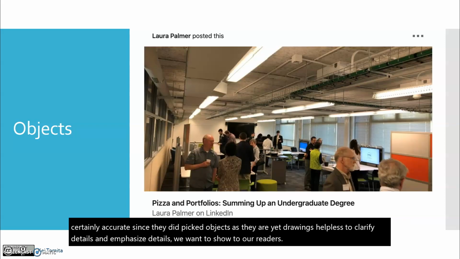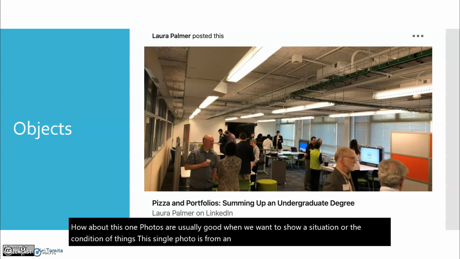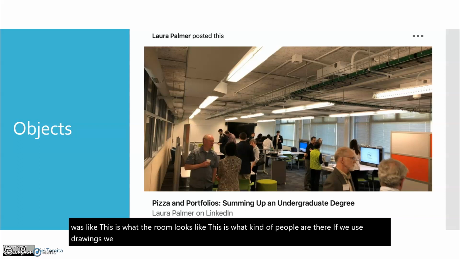How about this one? Photos are usually good when we want to show a situation or the condition of things. This single photo is from an event, and it shows a lot about what the event was like. This is what the room looked like. This is what kind of people were there. If we use drawings, we cannot show this real feel of the situation. Thus, for reports, photos are usually better than drawings because we want to know the reality of the situation.